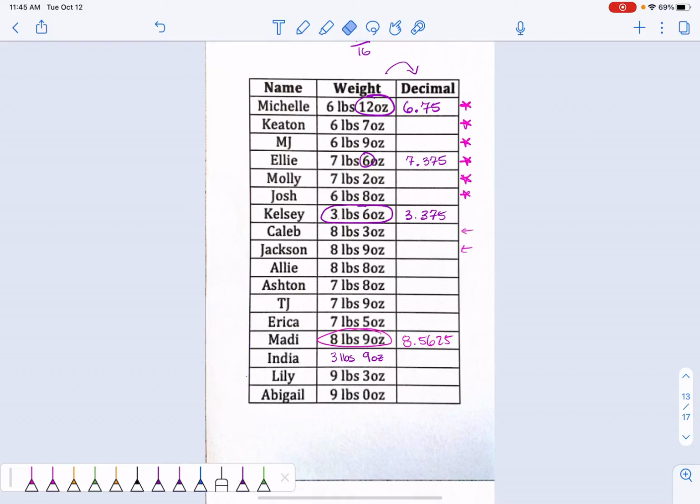So Kelsey is the smallest baby. So she was 3.375. I'm going to list her up here, 3.375, and that's Kelsey. And then you just list off each one of them going down in order, and that's going to help you find your max and min and all that stuff for your box and whisker plot, okay?